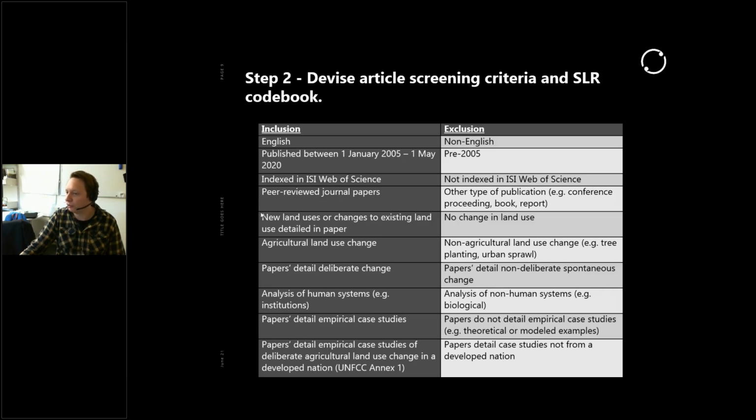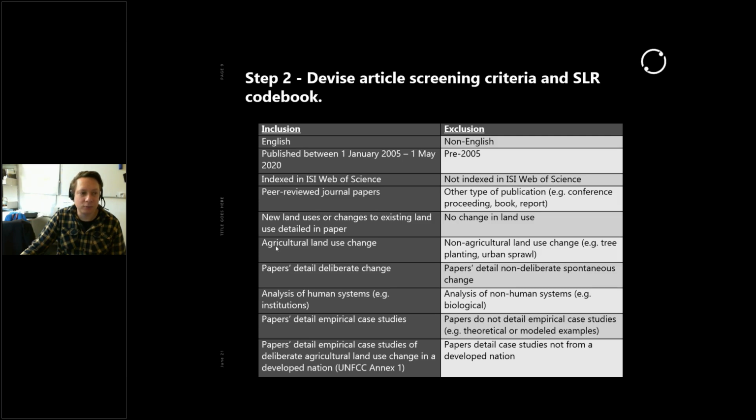We were also only interested in new land use changes or changes to existing land use detailed in the paper. We were also only interested in agricultural land use change, not non-agricultural land use change. We also were interested in deliberate change, so we weren't interested in non-deliberate spontaneous change that might occur. Given that we were interested in analyzing where the values, rules, and knowledge were enabling or constraining factors, we wanted empirical examples where there were analysis of human systems. So many times there would be papers that detailed deliberate agricultural land use change as an adaptation response.